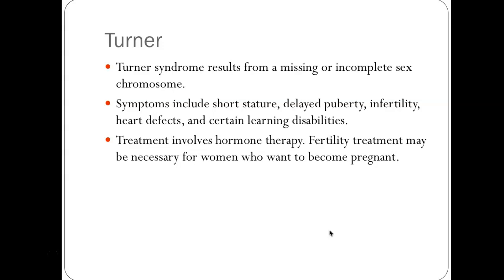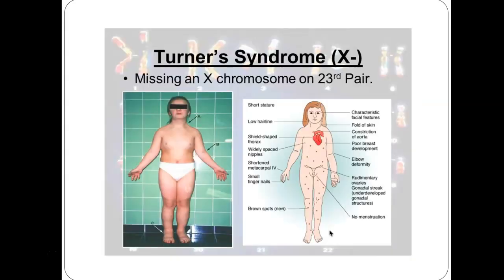So treatment for Turner syndrome involves hormone therapy, and there is fertility treatment, and women with Turner syndrome actually can become pregnant, can have babies. It's just really, really hard, and they have to get a lot of fertility treatment. So this is what a person with Turner syndrome would look like. This person is actually, I think, in her late teens, and so you can see how short they are, and these are all of the other features that they would have.